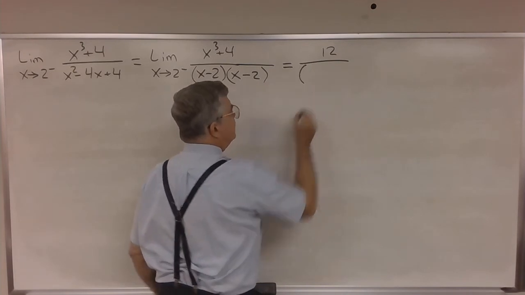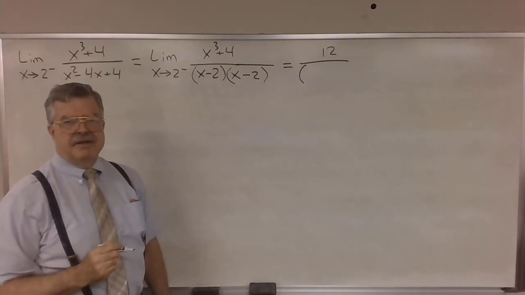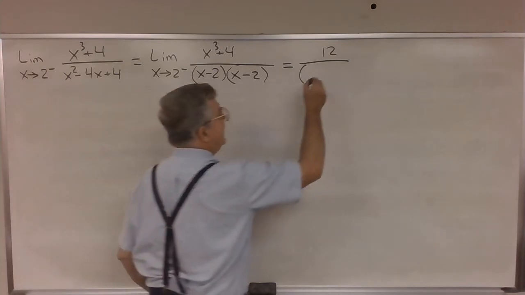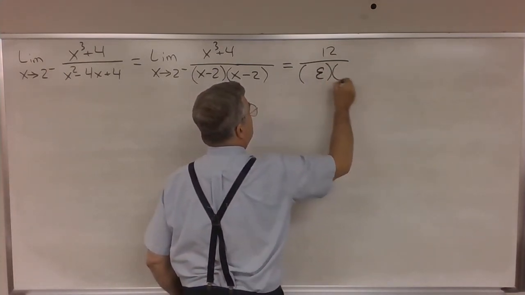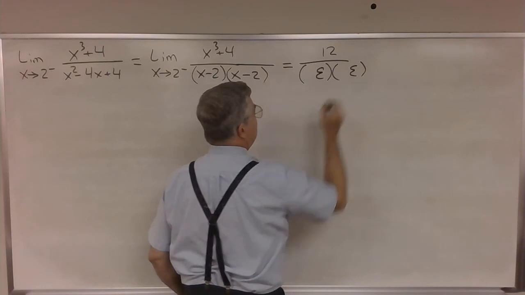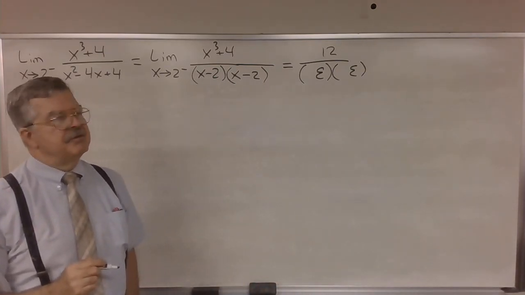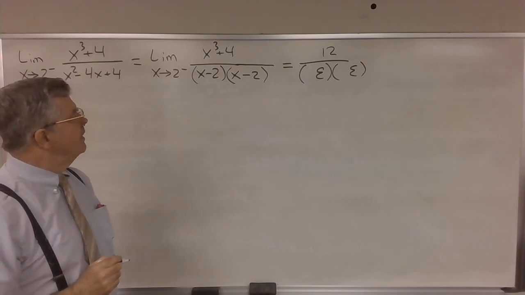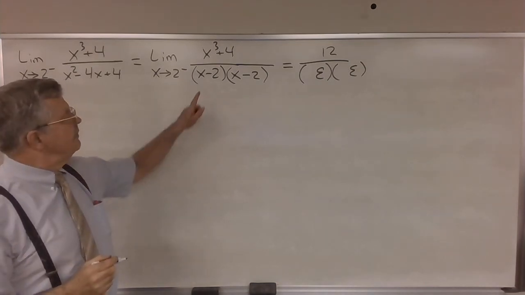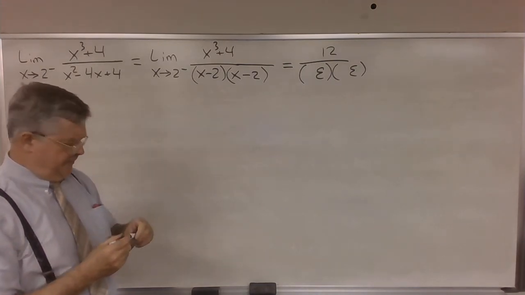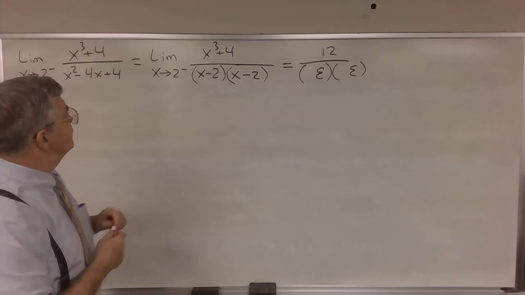So, do you remember what we do in a case like this? We represent it with an epsilon, don't we? Where epsilon is some tiny positive number that's approaching 0. The only thing is, this factor of x minus 2, I don't know if it's positive or negative as it approaches 2. So let's see.